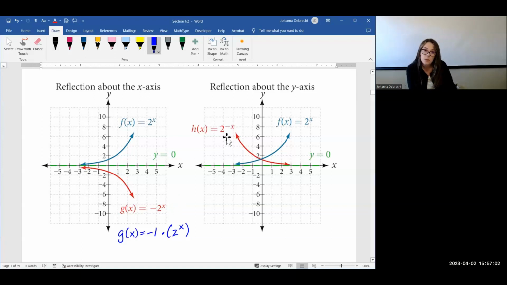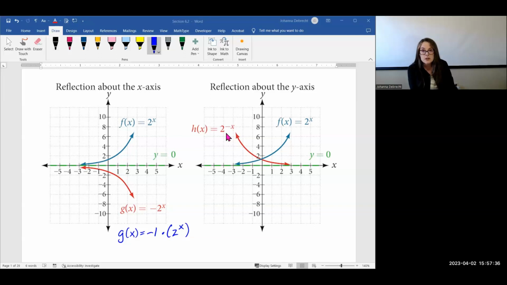Now to reflect over the y-axis, we change the x from x to negative x. So again, we start with the parent function, which is y equals 2 to the x, which you see here. And to reflect about the y-axis, we change the sign of the x variable, and it becomes 2 to the negative x, which can also be written as 1/2 to the x, because 2 to the negative 1 is 1/2.